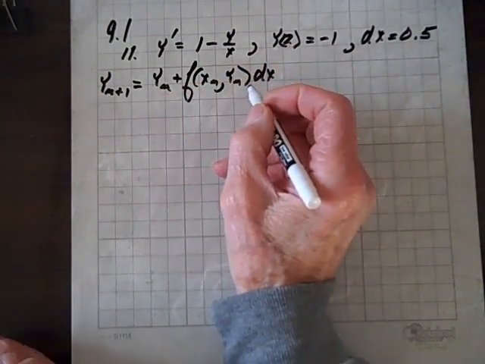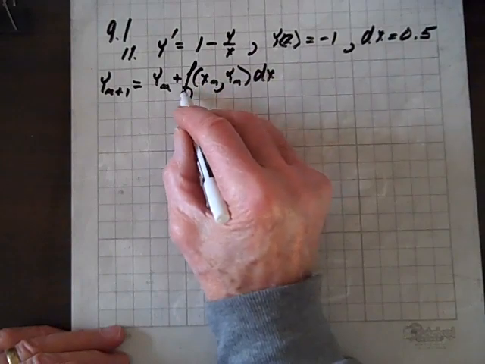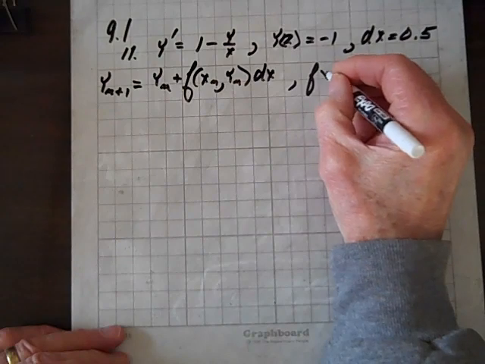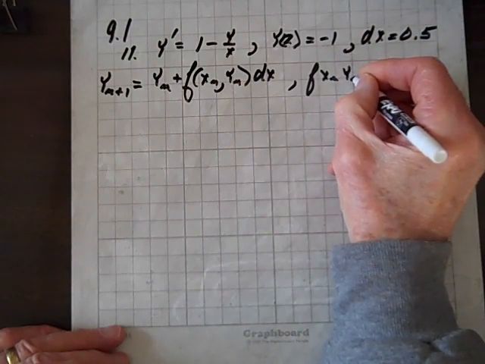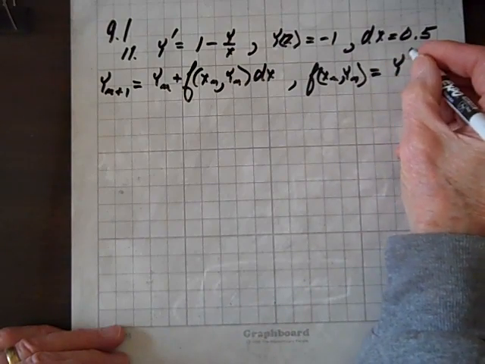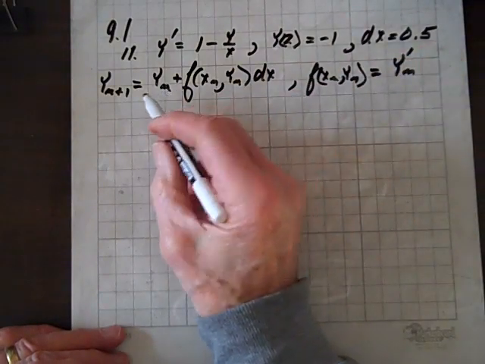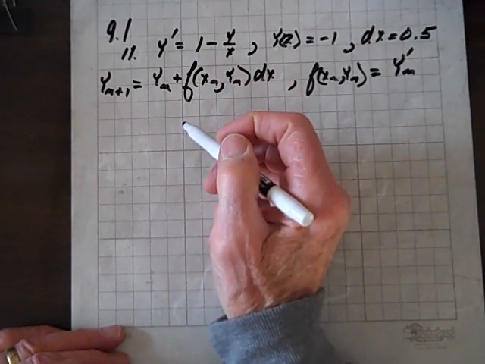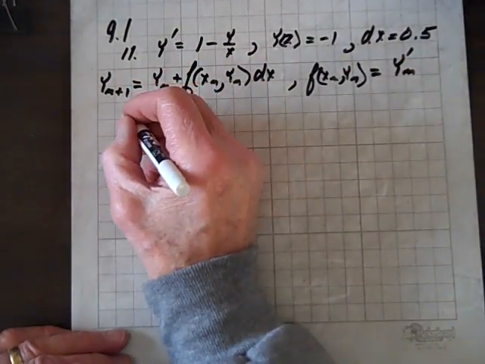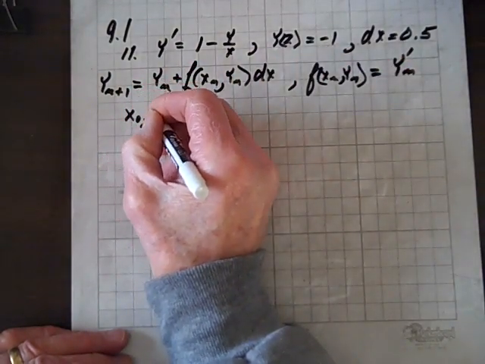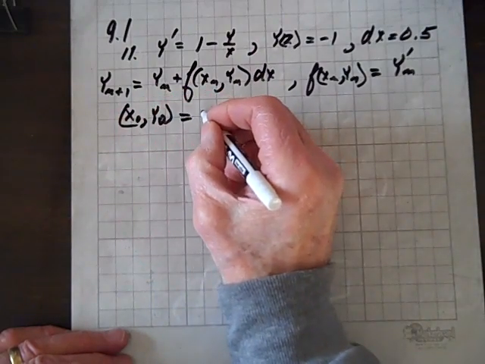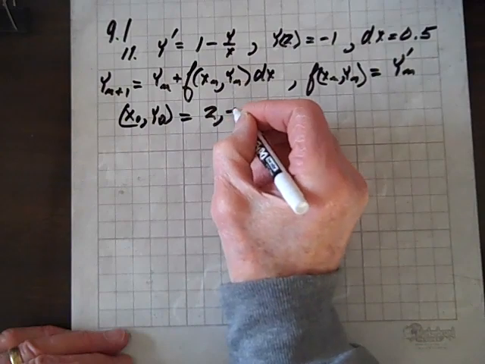Notice this is just the point-slope form of the line again, because f of x sub n, y sub n represents the slope, y prime sub n. So it's the point-slope form of the line. Now, we have an ordered pair here, x sub naught, y sub naught, our initial values, equals 2, negative 1.